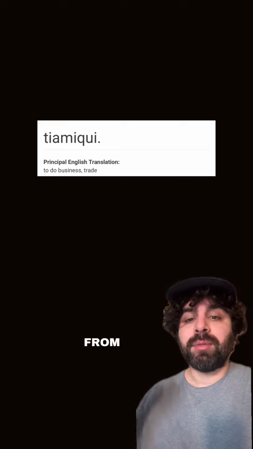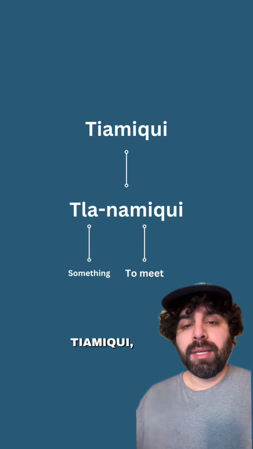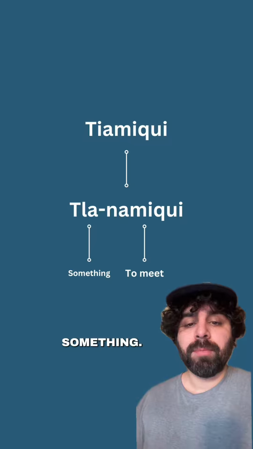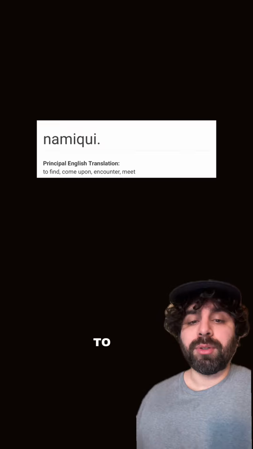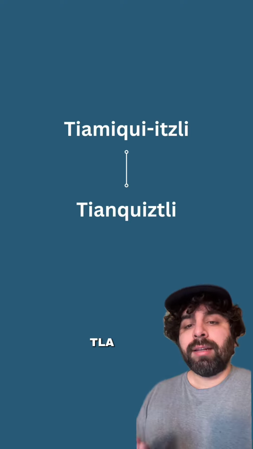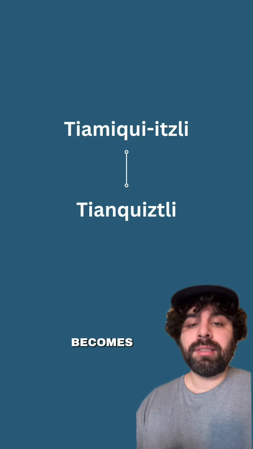It ultimately comes from tiamiki, which is to do business or to trade. So if we break down the word tiamiki, it comes from tlanamiki, which is to meet for something. As we can see here, namiki is defined by to find, to come upon, encounter, or to meet, which is ultimately the function of a marketplace. Therefore, tlanamiki becomes tiamiki, and tiamiki plus istli becomes tianquistli.